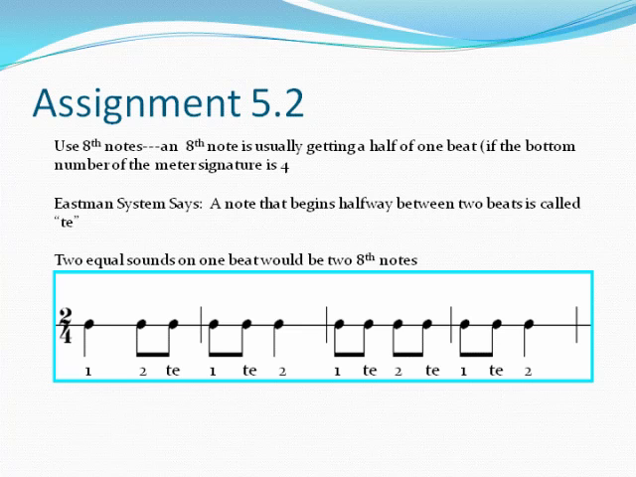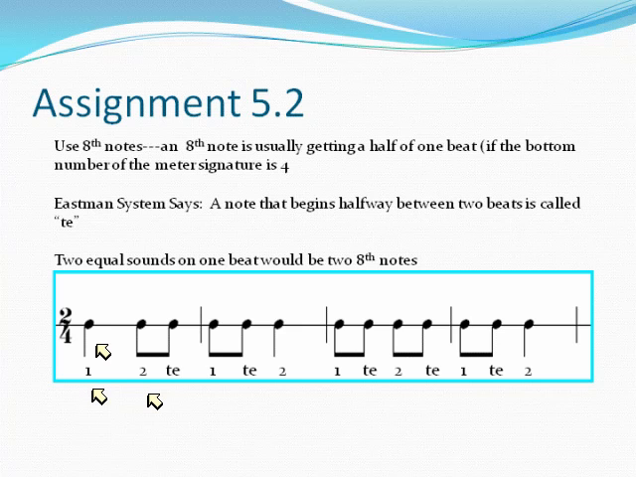There's the first note, which is a quarter note. One sound on one beat, and that note begins on beat number 1, so we call it 1. It takes up that beat. So the next note has to begin on beat number 2, and in this case it's an eighth note.